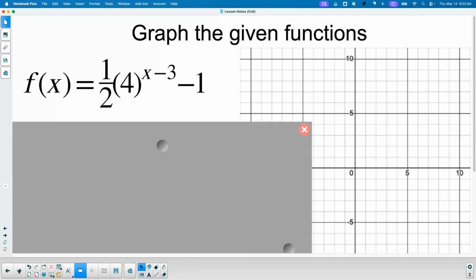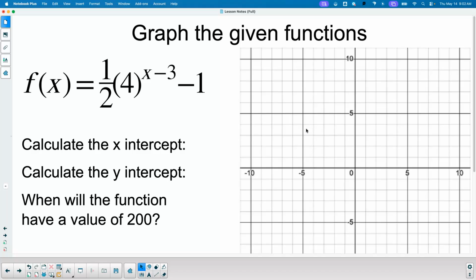Here we go. So we want to graph this first function. Then we want to calculate the x-intercept, calculate the y-intercept, and also calculate when the function will have a value of 200. Well, that's going to require us to probably make ourselves a nice little t-chart.